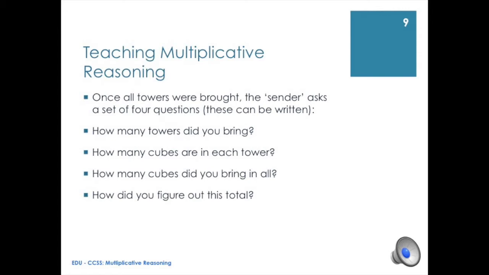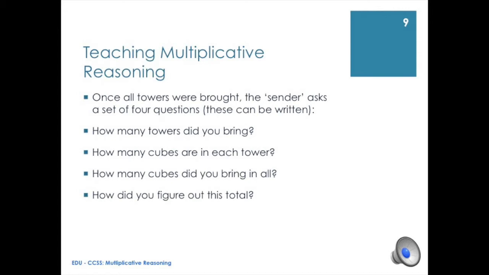How many cubes did you bring in all? And how did you find the total? These questions, even though they may seem painfully obvious because the one student went to get the towers and put the cubes in the towers and brought them all back, are important because they help the student develop these different units as quantities.